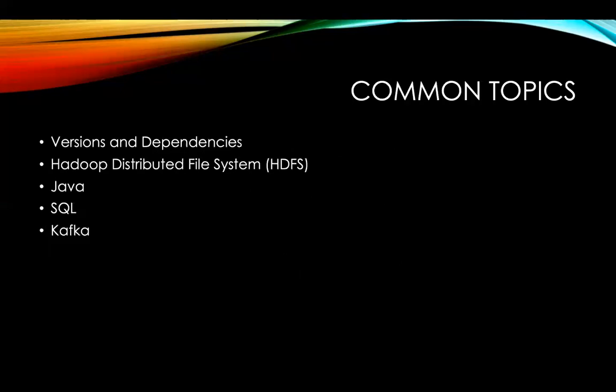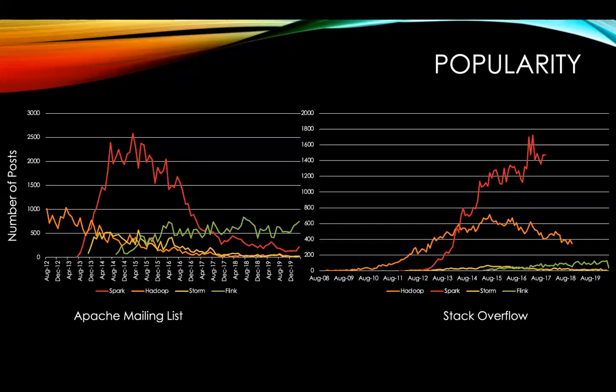And then common topics in general were versions and dependencies, the HDFS, Java and SQL, and then Kafka, which is an Apache library for data streaming. So here we can see the number of posts each framework received on the two data sources. As we can see, Spark is popular on both of the forums.